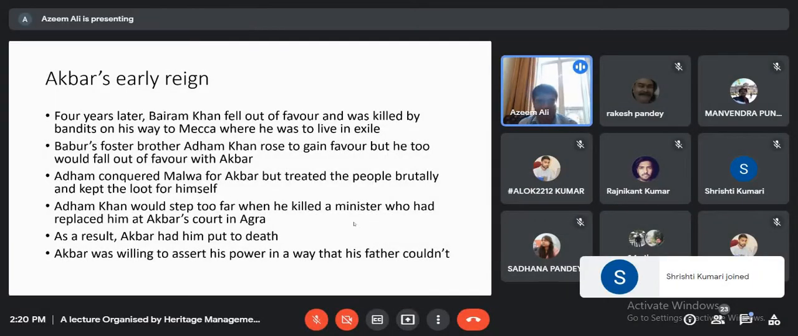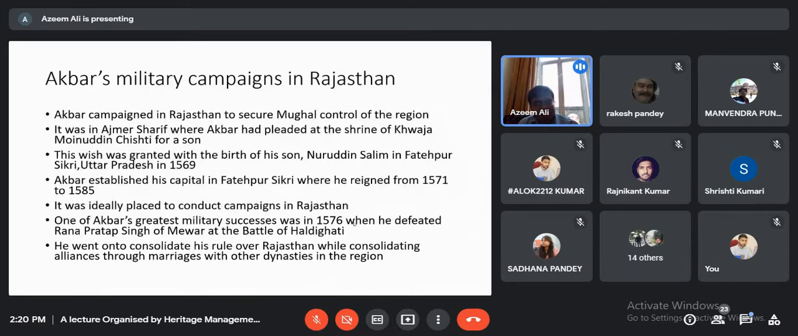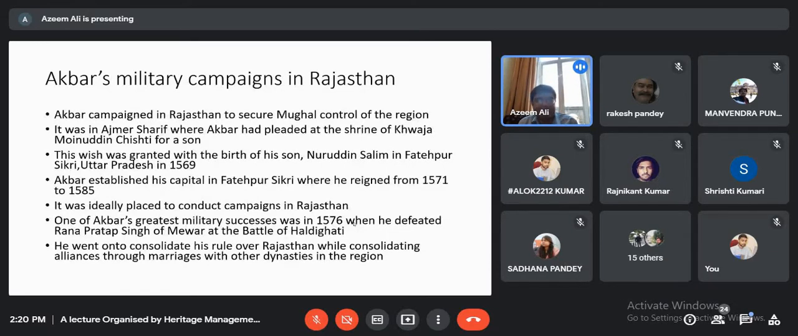And this showed that Akbar was willing to assert his power in a way that his father couldn't, or perhaps was unable to. And Akbar also undertook military campaigns in Rajasthan to secure control of the region for the Mughals. And famously, it was in Ajmer Sharif where Akbar pleaded at the shrine of Khwaja Muinuddin Chishti for a son. And this wish was granted with the birth of his son, Nuruddin Salim, in Fatehpur Sikri in Uttar Pradesh.